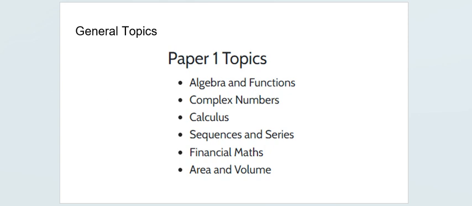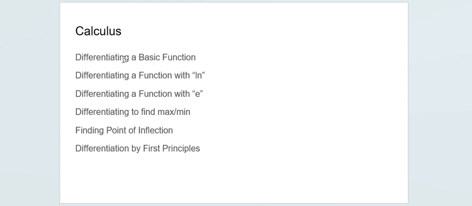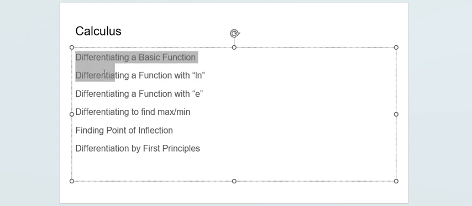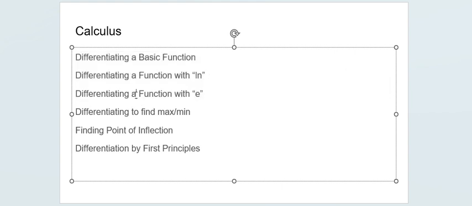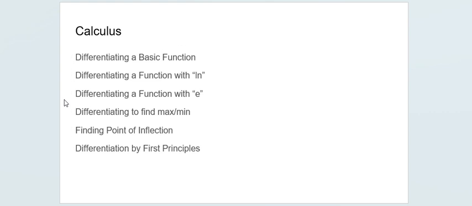The first one that I want to look at in a bit of detail is the calculus, so differentiation. Differentiation is really big on paper 1, and it's something that you have to know going into the exam. The first 3 of them here, differentiating a basic function, differentiating a function with the natural log, and differentiating a function with e, they're pretty much all similar enough. It's just slight differences in how you differentiate those things. Now you could be asked to differentiate a trig function as well. I haven't put that in, but you'll need to know that as well. I don't know why I didn't put it in.